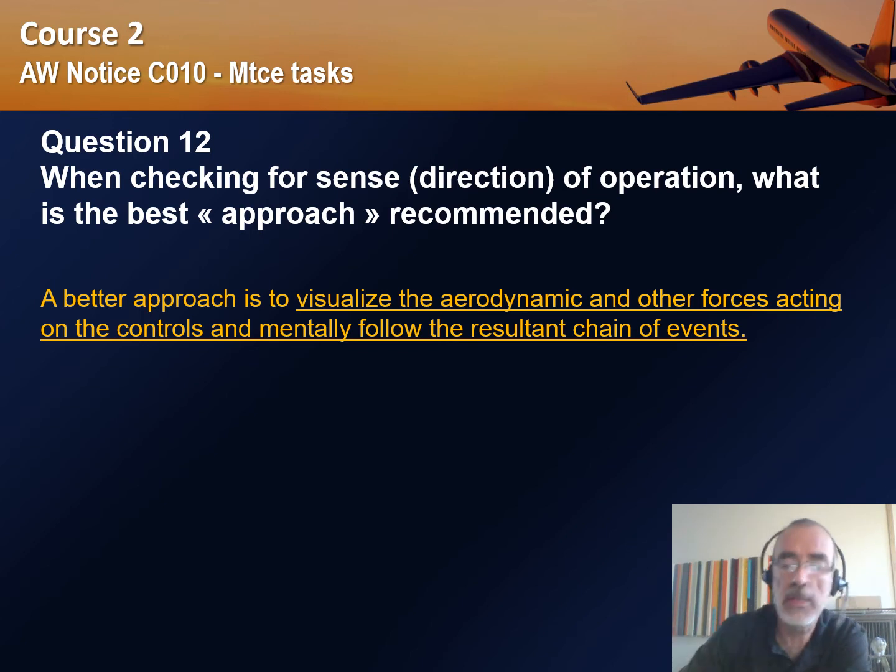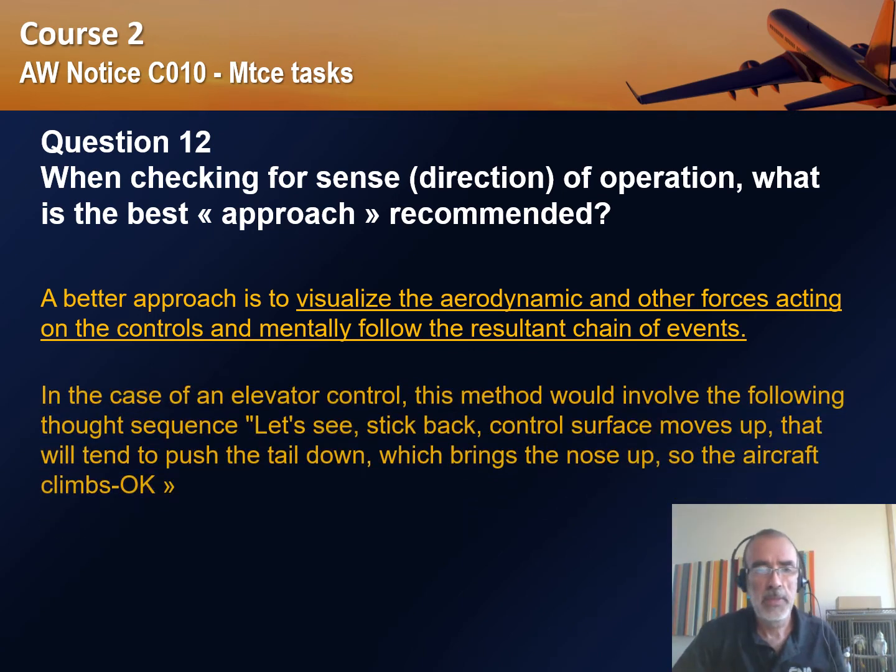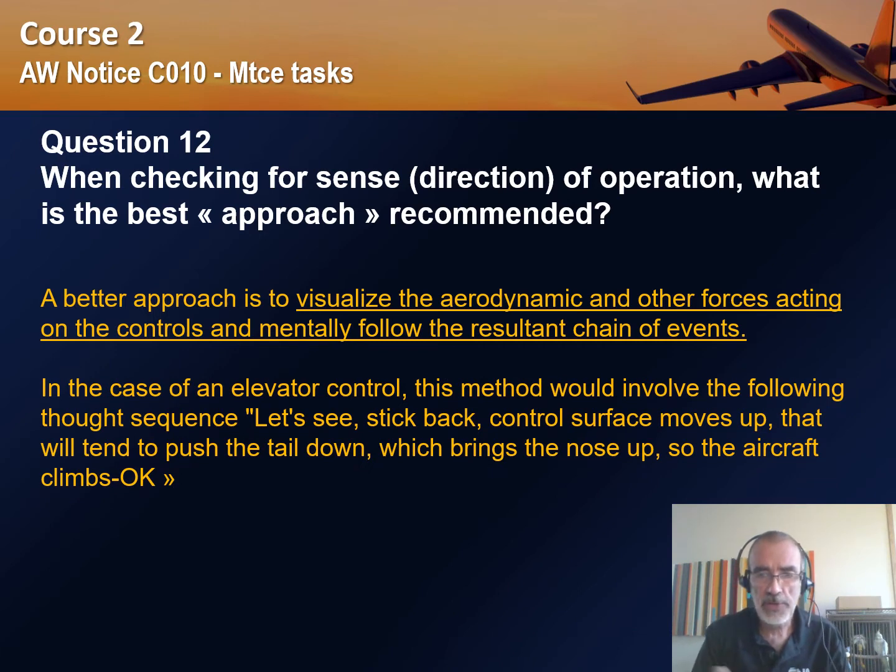This is the kind of train of thought that we should have when we inspect those, just to make sure that everything is going the proper direction. In the case of an elevator control, this method would involve the following thought sequence. Stick back, control surface moves up, which pulls the tail down, which brings the nose up. So the aircraft climbs, meaning everything is okay. Now, if the control surface goes in the wrong direction, you would be concerned about that.